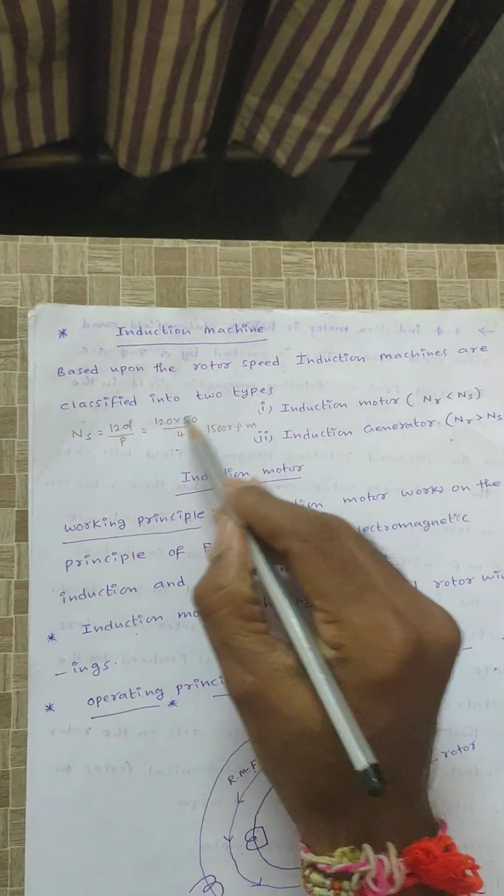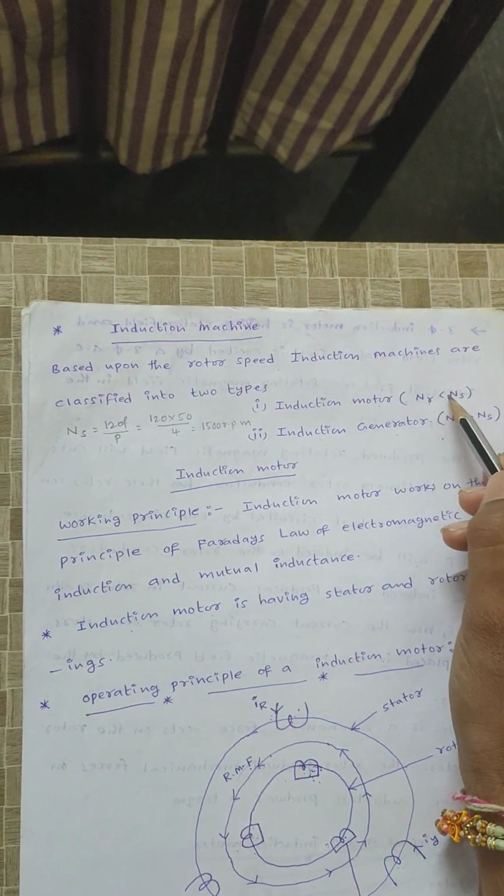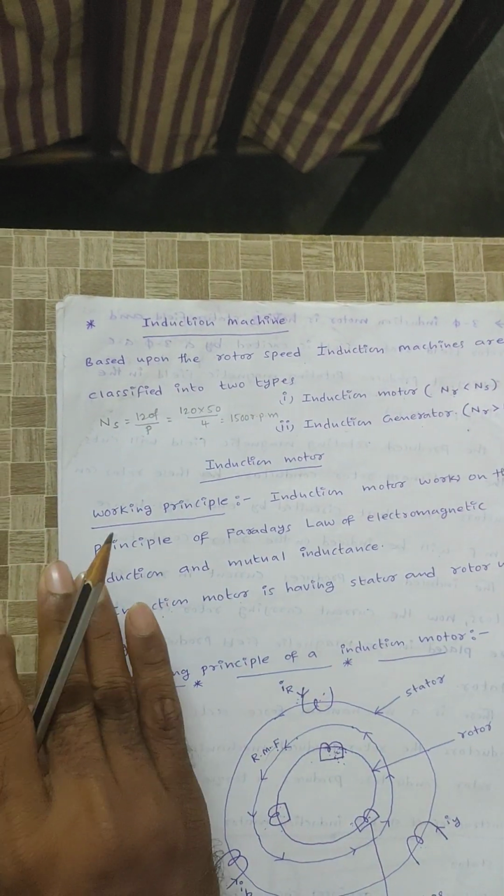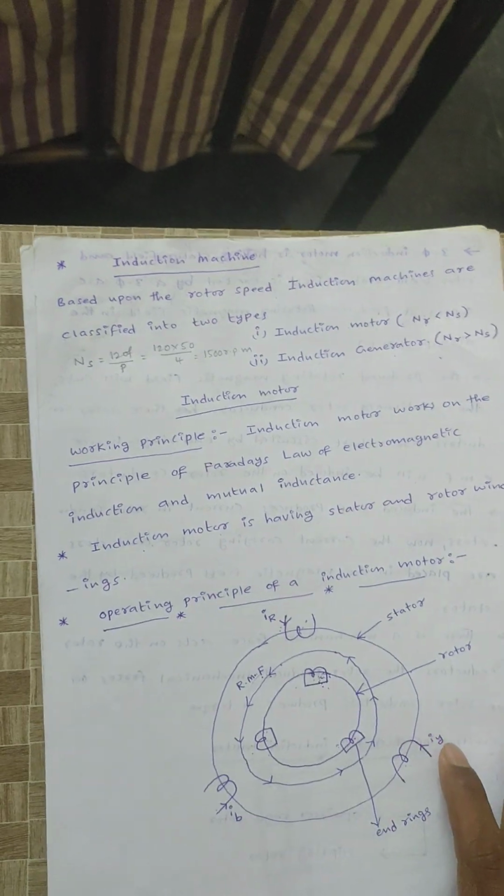When the speed is less than 1500 rpm, induction motor action takes place. When the speed is greater than 1500 rpm, induction generator action takes place.